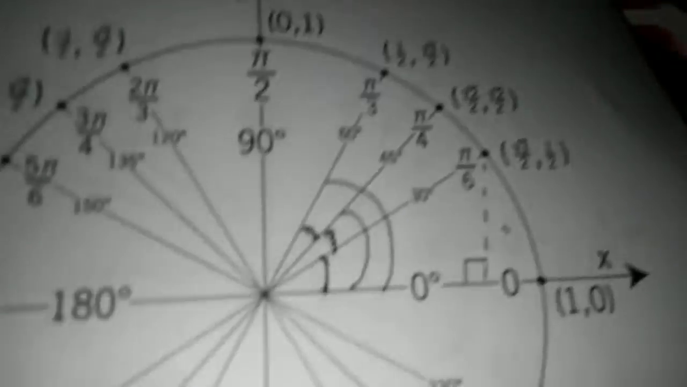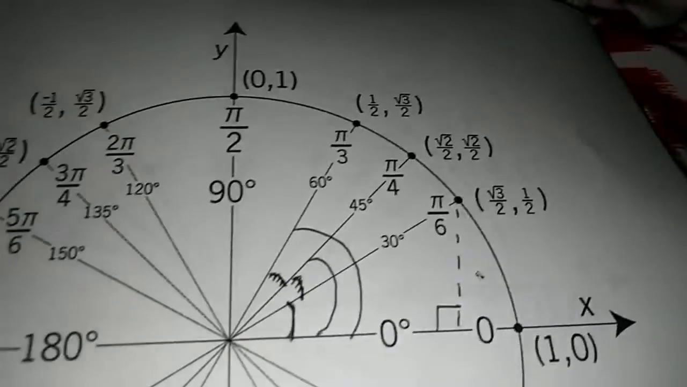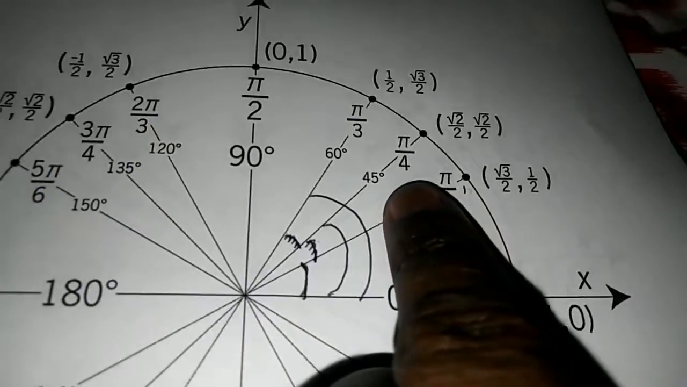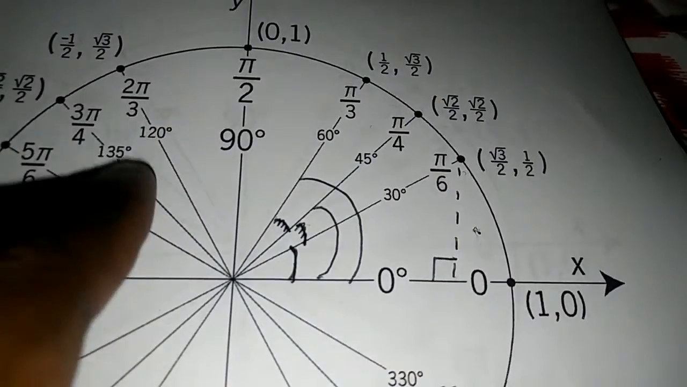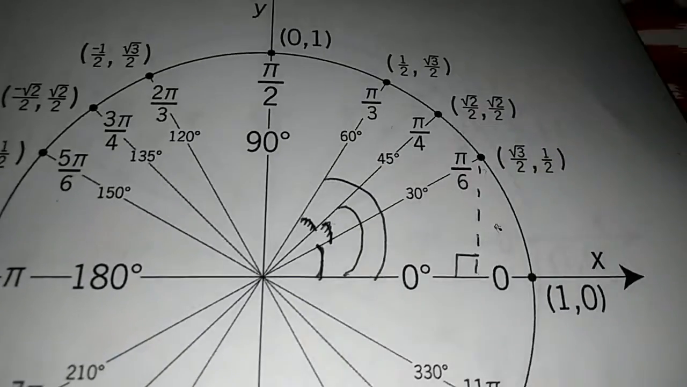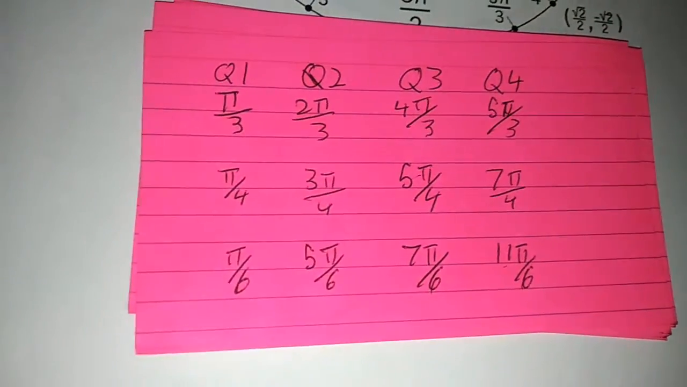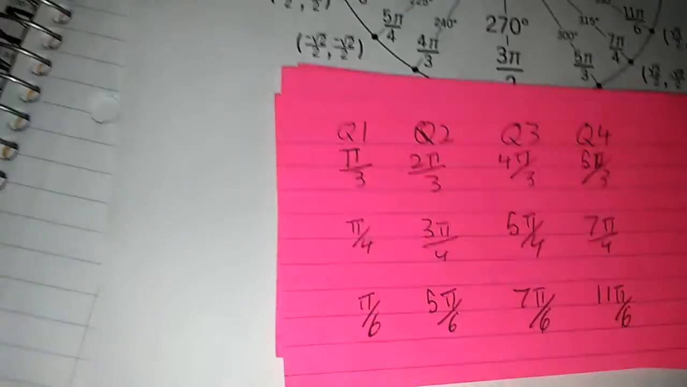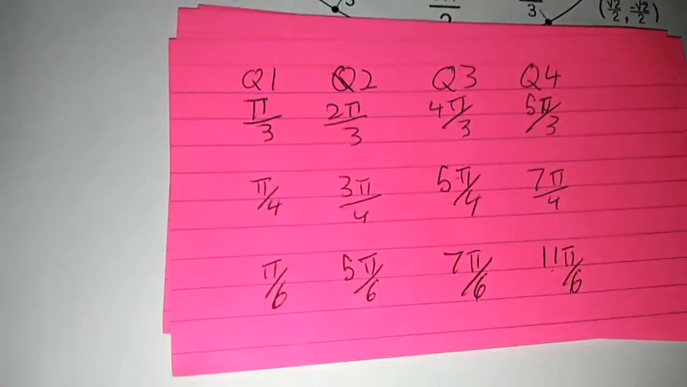You see pi 6ths right there, and then you see 5 pi 6ths right there. You see pi 4ths right there, and 3 pi 4ths right there. You see pi 3rds right there, and 2 pi 3rds right there. Everything is reflected with the base value of whatever it is in quadrant 1. To memorize all of these, you can remember this. In quadrant 1, you have pi 3rds, pi 4ths, and pi 6.